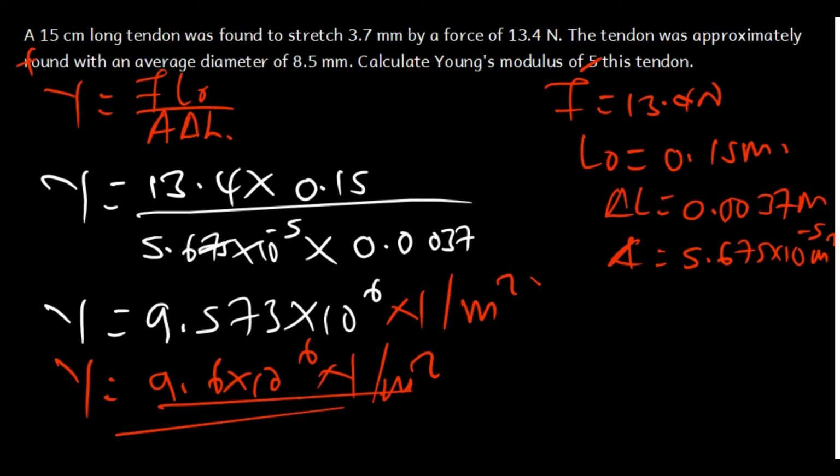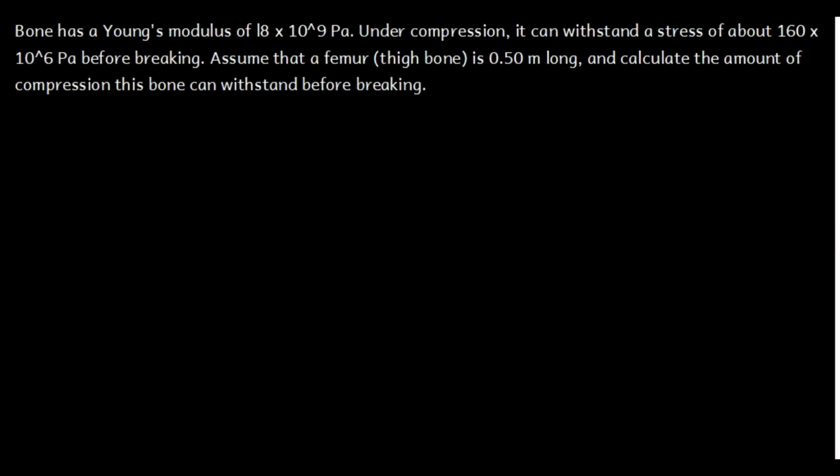Now let's see how we can answer the next question. The question says a bone has a Young's modulus of 18 times 10 raised to the power 9 pascals. Under compression, it can withstand a stress of about 160 times 10 raised to the power 6 pascals before breaking. Assume that the femur is 0.5 meters long and calculate the amount of compression this bone can withstand before breaking.